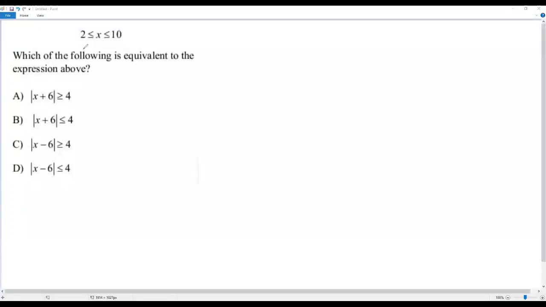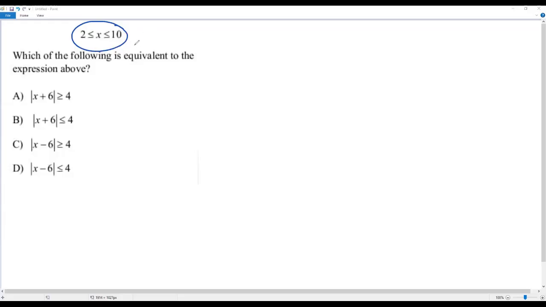Here we have a SAT math problem. Okay, let's go to the question. 2 ≤ x ≤ 10. Which of the following is equivalent to the expression above? Actually, this is a solution of an absolute value inequality, and we have to find the absolute value inequality in the given answer choices, for which we have this compound inequality as solution.